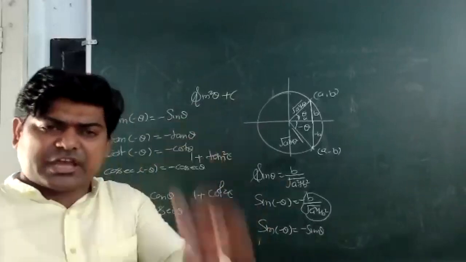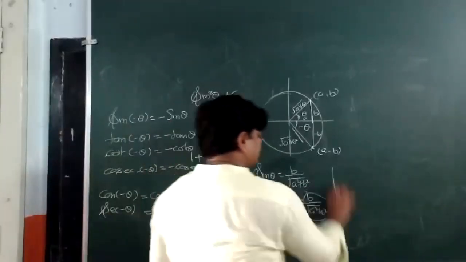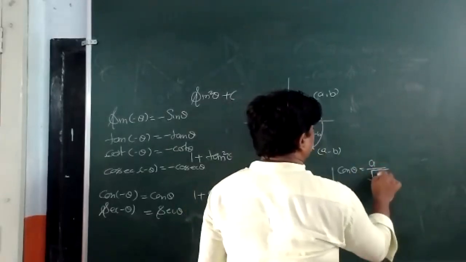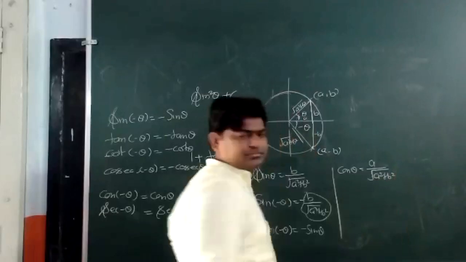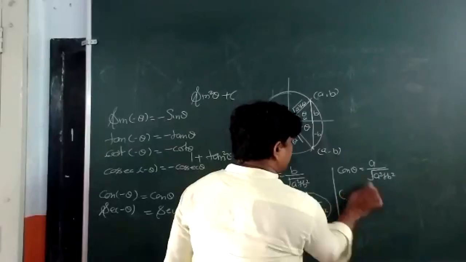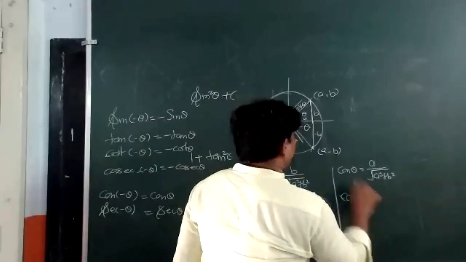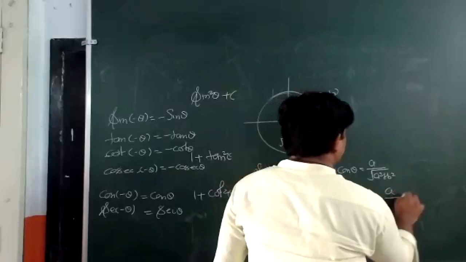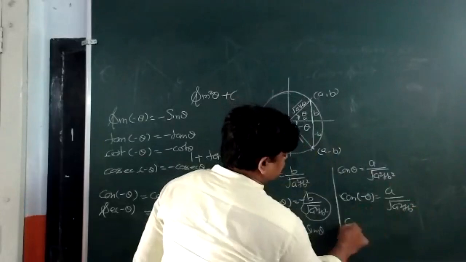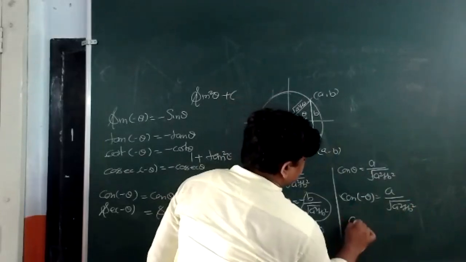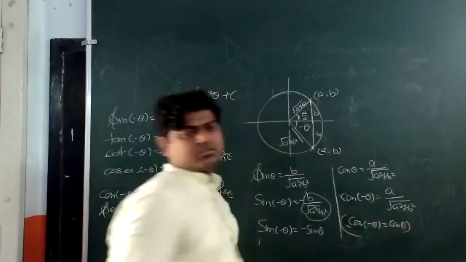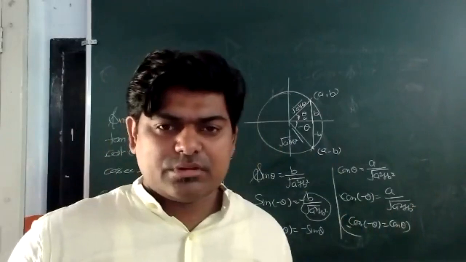Same thing will happen with tan also, but for cos, when we discuss cos theta, it would be A upon under root A square plus B square. Is it? If I have cos minus theta, again A is positive only, so I have A upon under root A square plus B square. Both are same. Cos minus theta can be written as cos theta or not. Okay, you are getting me.